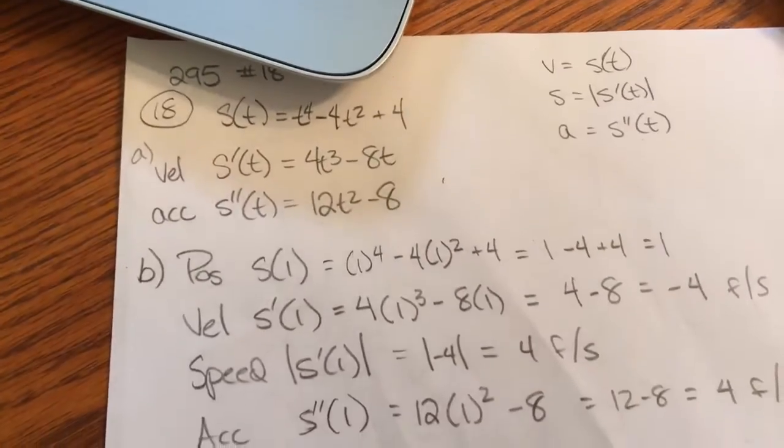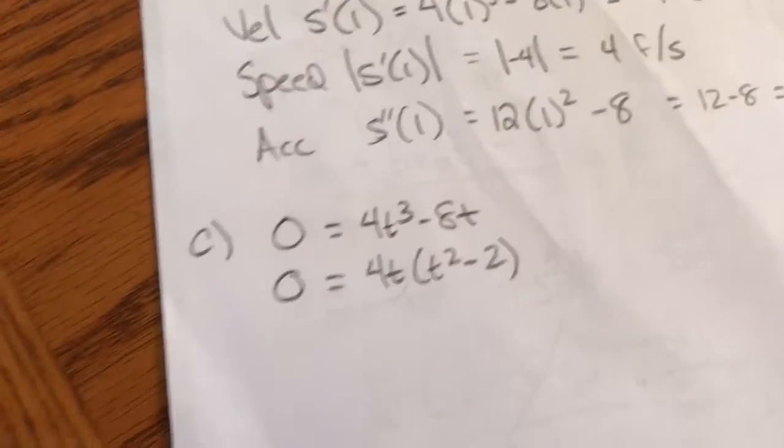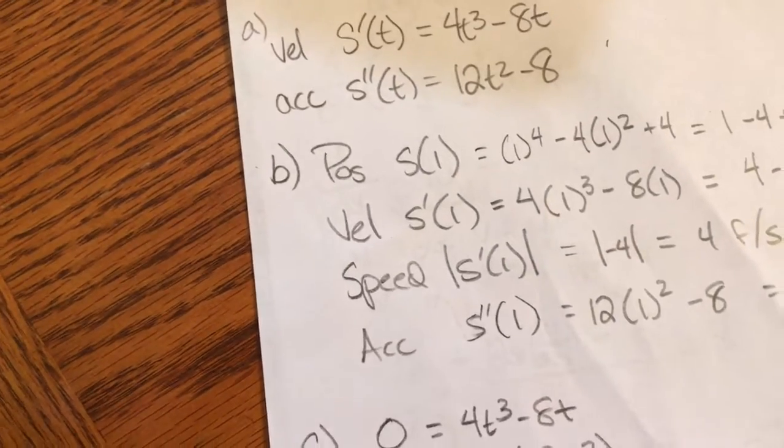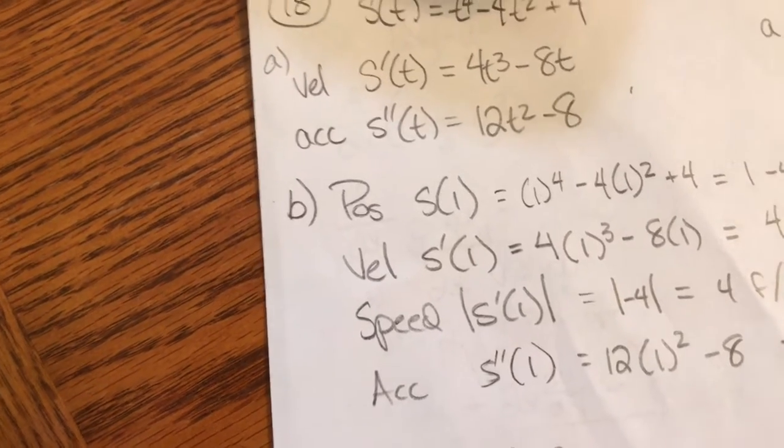So I have, all right, what was I doing? All right, so I pulled out a 4t. That left me with t squared minus 2, which means t equals 0. And I'm going to set this guy equal to 0.